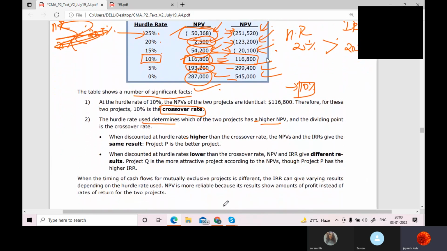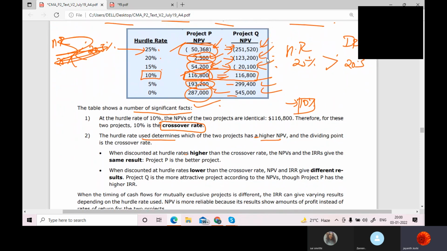When discounted at hurdle rates higher than the crossover rate, you can see here which project is better in both cases: project P. Why? Because whenever I am discounting at 15% or 20%, I am getting positive NPVs. Please tell me yes or no.